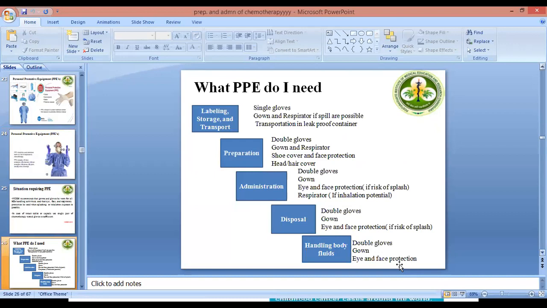So this is the slide. What PPE do I need? It means we don't need the full PPE all the time. What type of activities do we do?